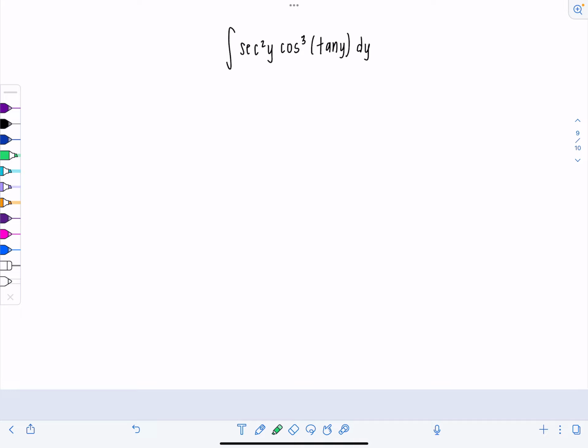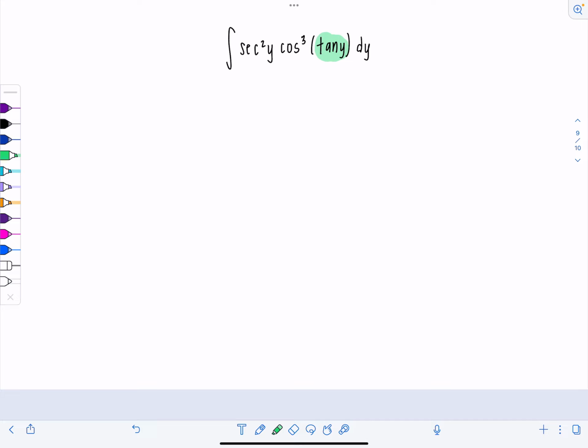We have the antiderivative of secant squared y times cosine cubed of tangent y dy. So the first thing that jumps out at me is that I have a composition of functions. Notice we have cosine cubed of tangent y. And so I'm thinking, ooh, we're probably going to need to do a u sub, right?